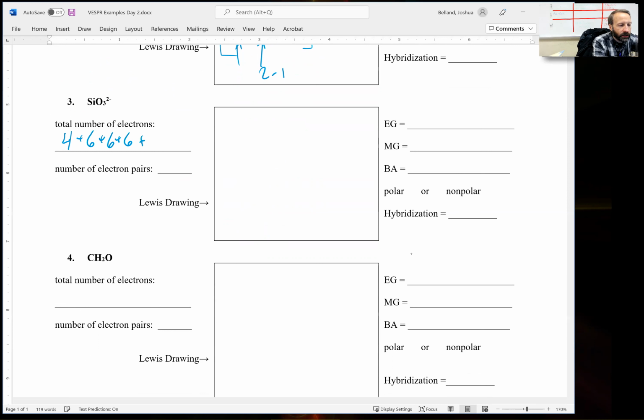And I have a positive 2, 2 extra electrons with that 2 charge there. So that's 24. I need 12 in my drawing. So maybe a silicon in the middle, some 3 oxygens going on like that. Yes, I do the dots because they are not hydrogen. These are the same steps as last time, nothing different.